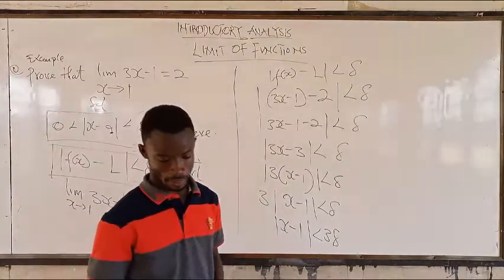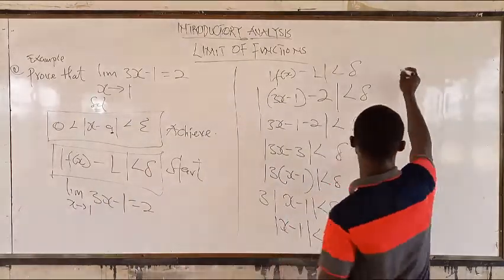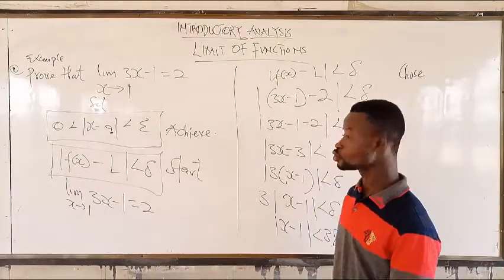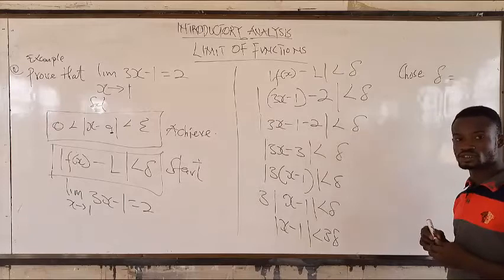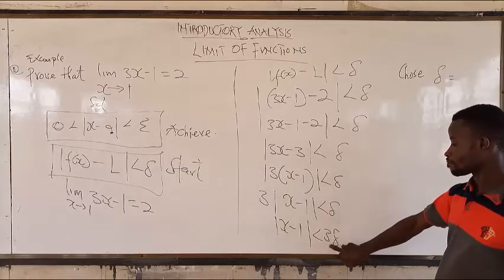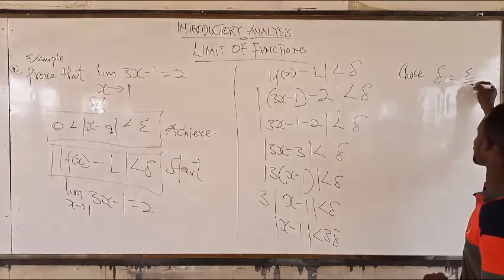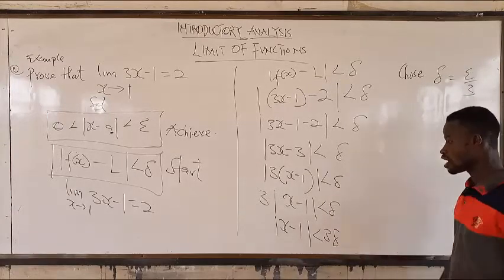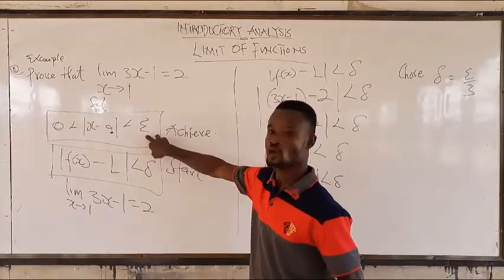Then we choose. So here we are going to choose. How do we choose? We choose delta so that it can come and cancel the 3 there to be left with epsilon. So here we choose delta equal to epsilon over 3. Hope you can see that. So that when you multiply this by the 3, the 3 will go and it will be left with what? Epsilon. For us to be able to achieve what we have here.